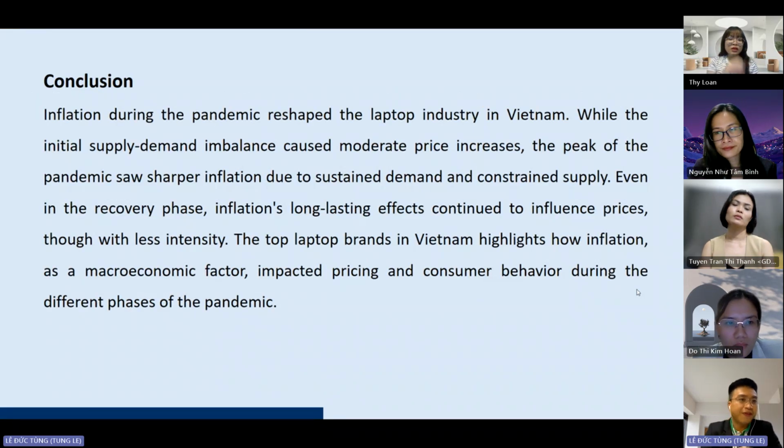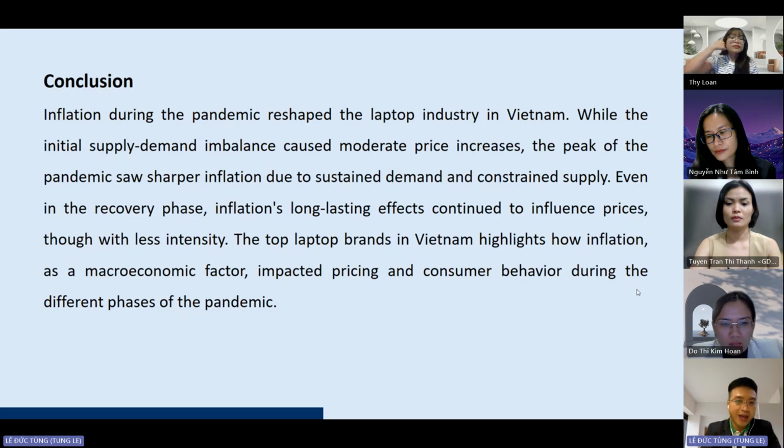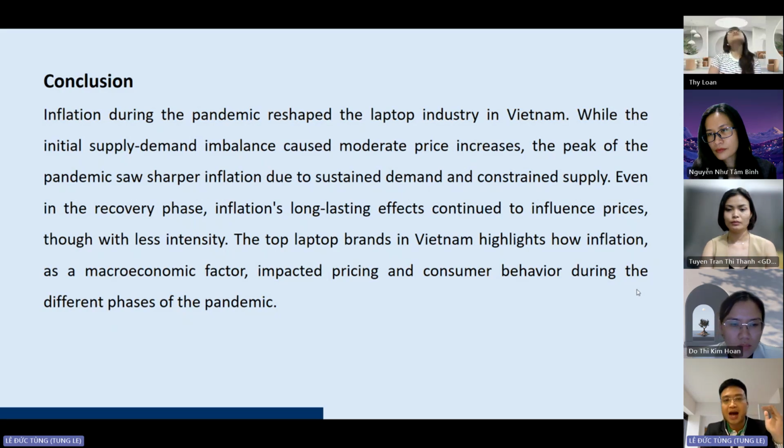In conclusion, inflation during the pandemic reshaped the laptop industry in Vietnam. While the initial supply-demand imbalance caused moderate price increases, the peak of the pandemic saw sharper inflation due to sustained demand and constrained supply. Even in the recovery phase, inflation's long-lasting effects continue to influence prices, though with less intensity. The top laptop brands in Vietnam highlight how inflation as a macroeconomic factor impacted pricing and consumer behavior during different phases of the pandemic.